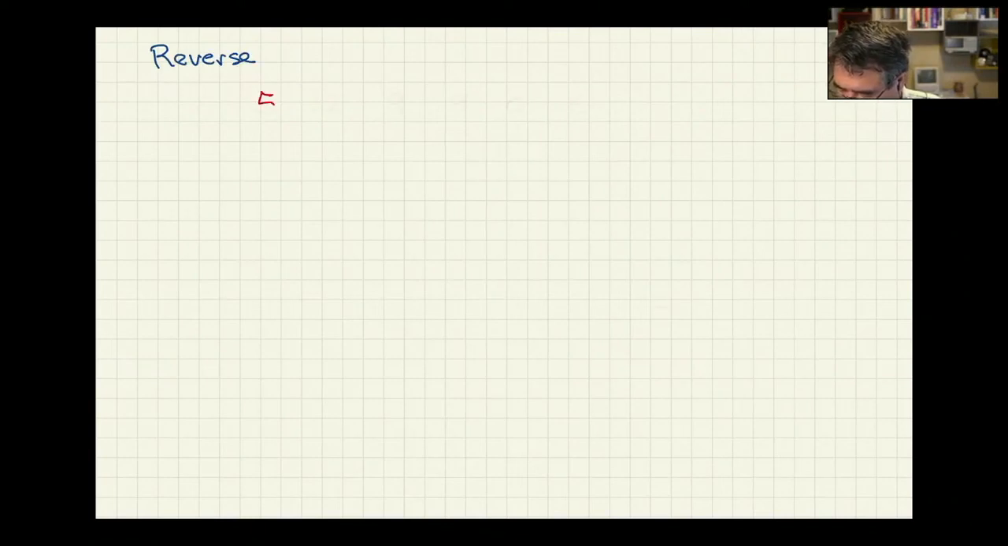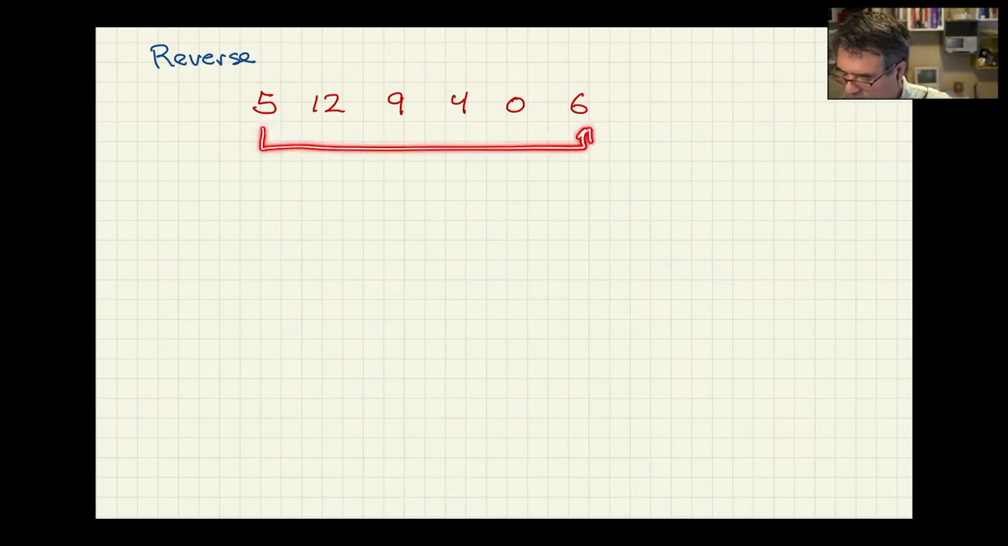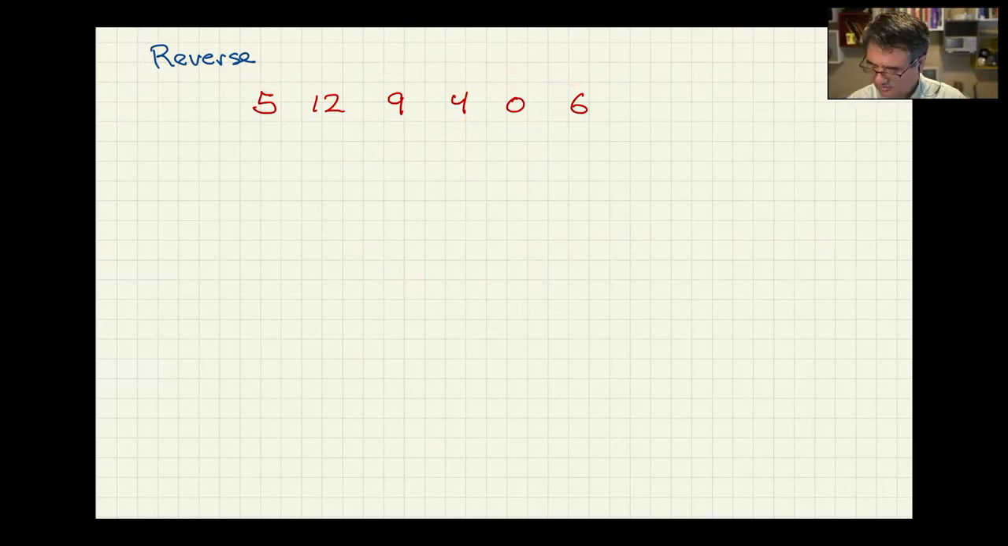I want to take an array and flip it around end for end. I want to take the 5 and move it over here. The 12 goes here, and the 9 goes here, and the 4 goes here. The 0 goes here, and the 6 goes here. So when I'm done, the array goes like 6, 0, 4, 9, 12, 5.